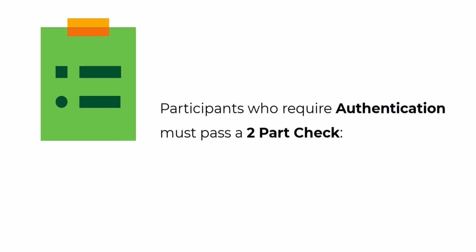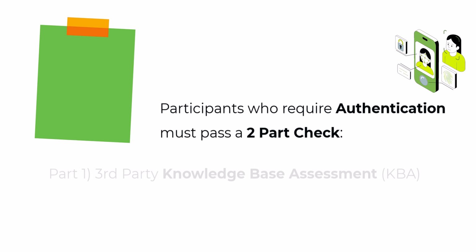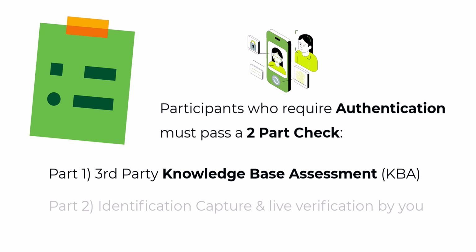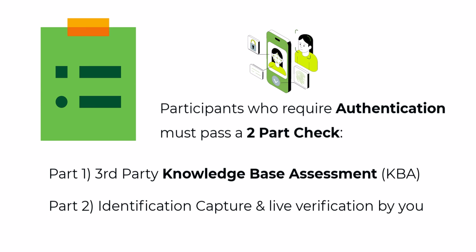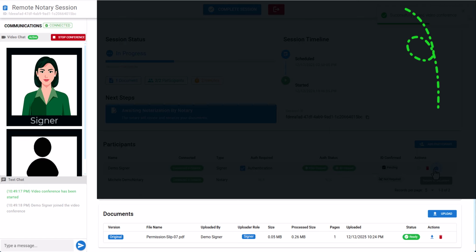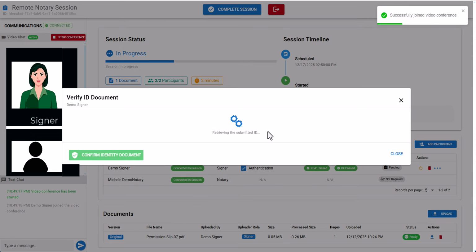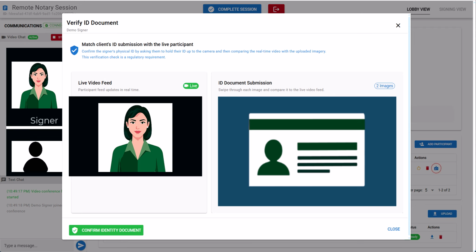Participants requiring authentication must pass two checks, third-party KBA and ID capture, then your live verification. Click the ID button. Have the signer hold up their physical ID on camera and compare it to the captured images. Confirm when they match.